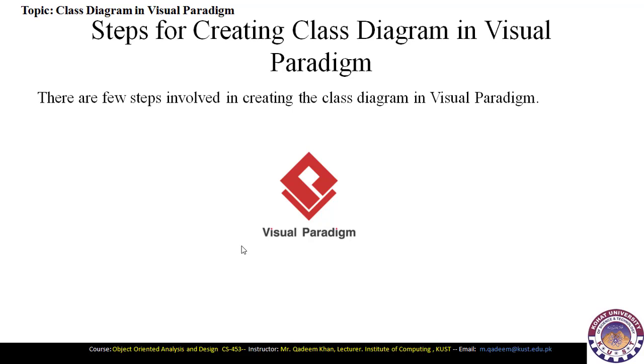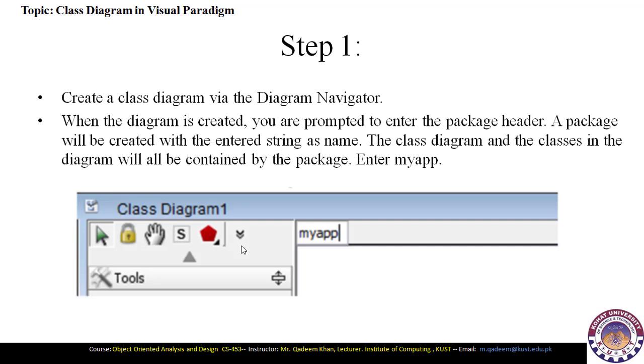There are a few steps which are involved in creating the class diagram in Visual Paradigm. Now, the first step is to create a class diagram via the class navigator. Class navigator is a section where we can create the class diagram. So when this particular diagram is created, then you are prompted to enter the package header here. The package header will be the name of the header, where different classes will be enclosed inside of the package header. That means that the package header is a container for different classes.